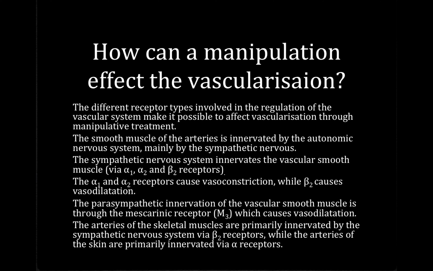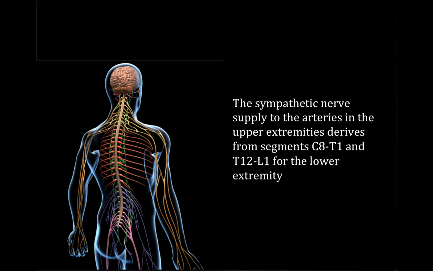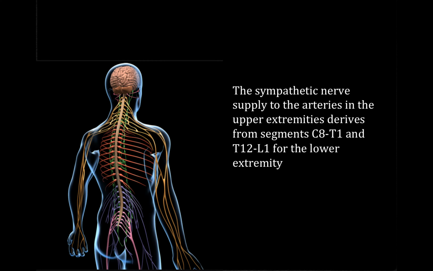The arteries of the skeletal muscles are primarily innervated by the sympathetic nervous system via the beta 2 receptors, while the arteries of the skin are primarily innervated via the alpha receptors. It is known that the sympathetic nervous supply to the arteries supplying the upper extremities comes from the segment C8 to T1, and to the lower extremity is from T12 to L1, also known as the thoracolumbar junction.